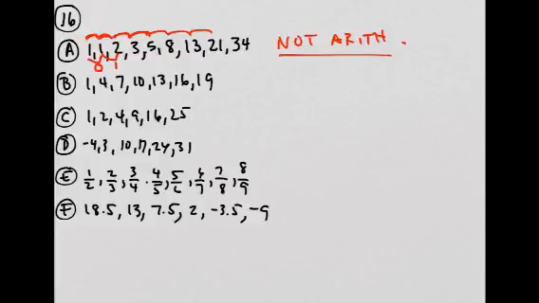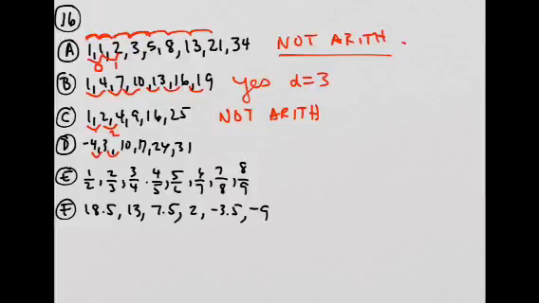Letter B, you have difference here, 3, 3, 3, 3, 3, 3. This one is yes, the difference is 3. This one, these are square numbers. The difference is not the same. That's 1 and that's 2. So it's not arithmetic. They are this list of square numbers though. The next one, you add 7, add 7, add 7, 7, 7. This one is yes. The difference is 7.